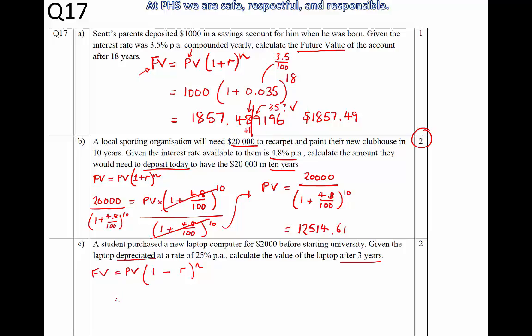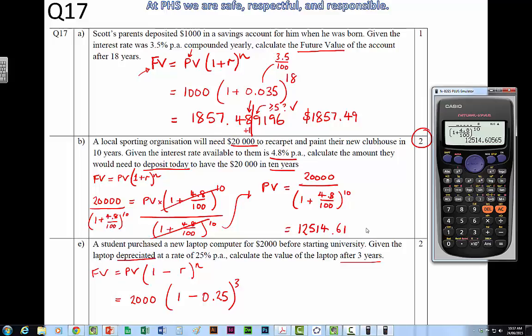So present value, well, what does it cost? What is it worth today? It's worth $2,000. All right, 1 minus the rate. So shocking rate here, 25%. Okay, I put that one in as a decimal this time, and it's happening over 3 years. Okay, so let's use our calculator again. Clear that. So we've got 2,000 times 1 minus 0.25, all to the power of 3.